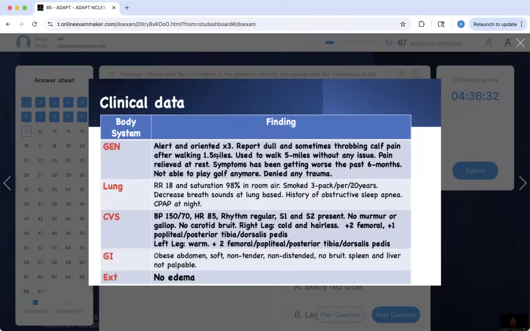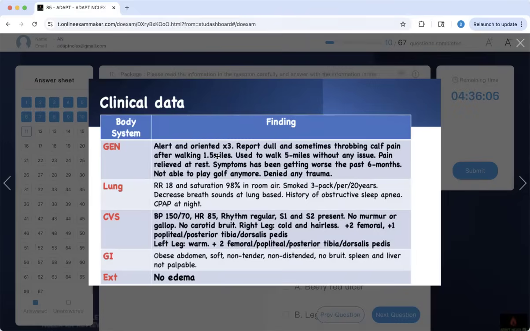It's always a trap. Whenever they give you a question and they say decreased breath sounds at lung bases, don't worry about it. He has sleep apnea. Okay, you're trapping me. It has nothing to do with claudication. You see, don't worry about it. If they mention sleep apnea right now, why would you worry about it? They spend about 3 lines to talk about claudication. Ignore it. Blood pressure is high, right?